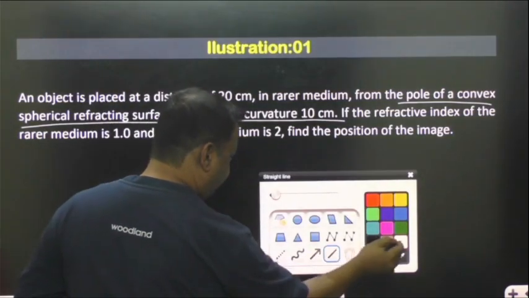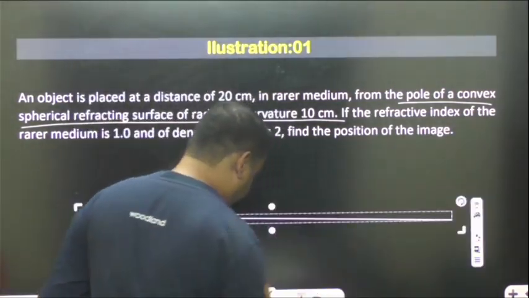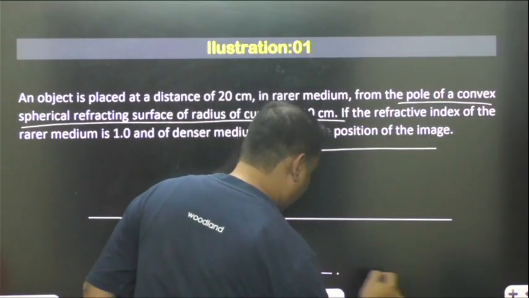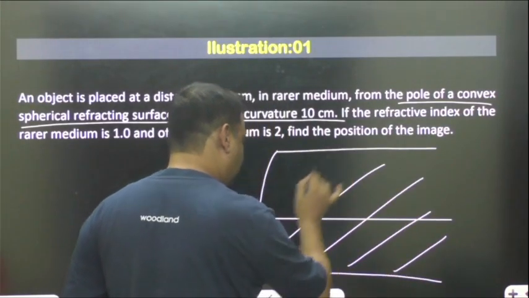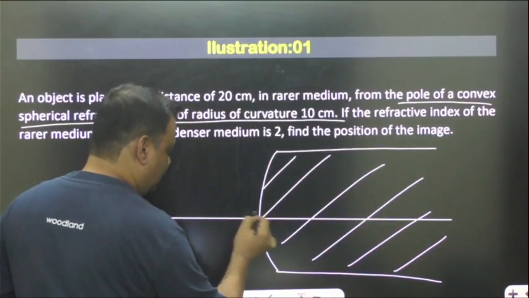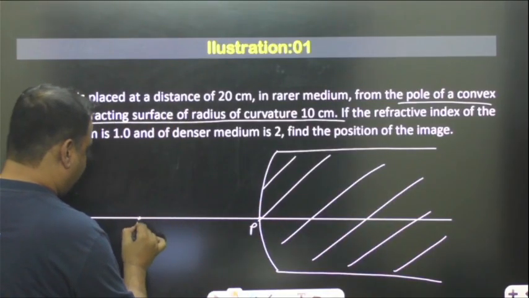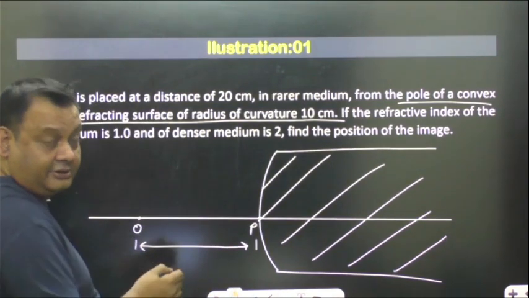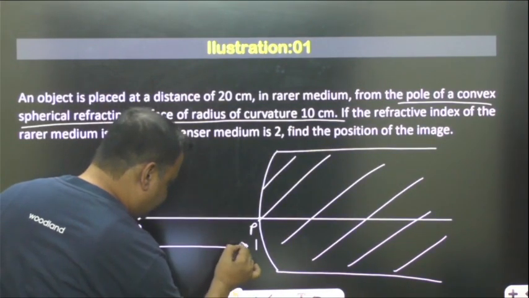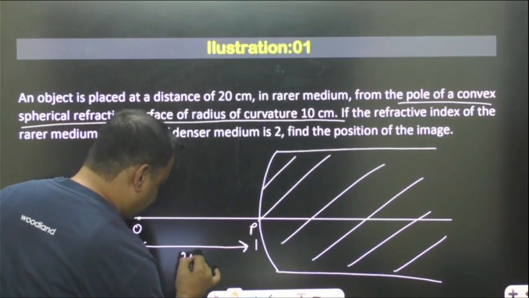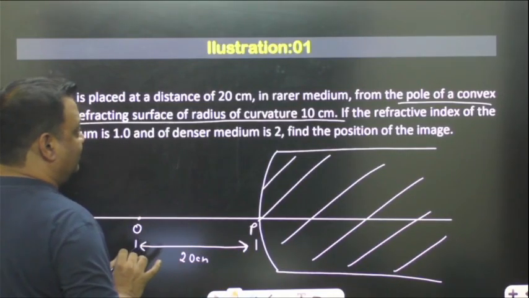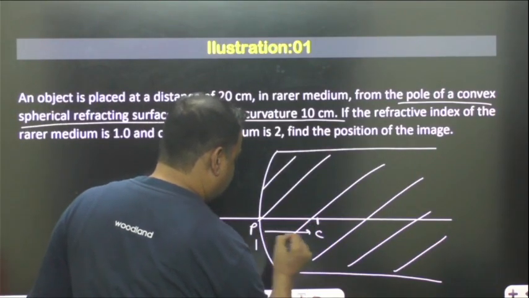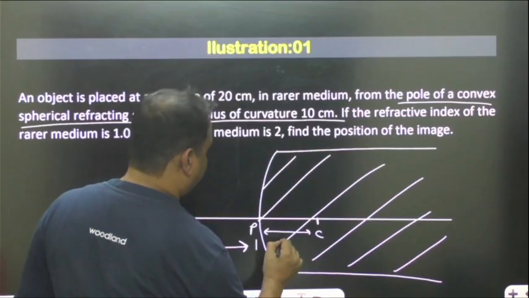So let us make a figure. Say this is the principal axis, and since the convex surface is towards the air, this is your pole. The object is at, say, how much? Don't write plus or minus in the figure. Remember, in the figure you are just labeling the absolute distance, so don't put plus or minus sign in the figure. 20 centimeter, and this is the center of curvature.